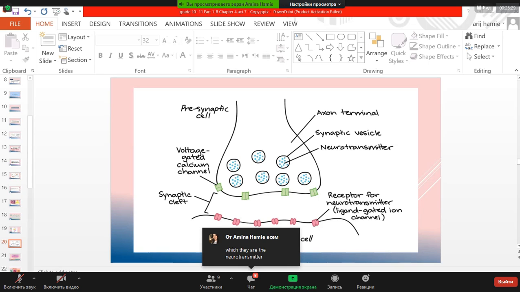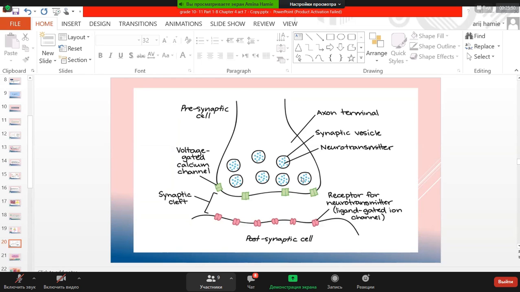This is what I was saying. So these circles contain a chemical substance we call neurotransmitter. Okay, these will pass from presynaptic into postsynaptic. Clear everyone?